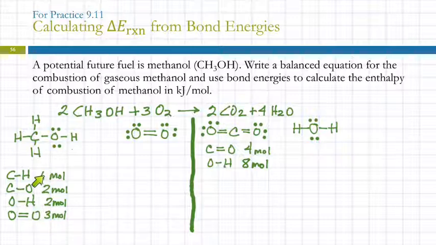So we're breaking 6 moles of carbon-hydrogen bonds. So the bond energy for that is 414 kilojoules per mole of bonds. So when I multiply this, the moles cancel out, and I get an amount of energy in kilojoules. 6 times 414, 2484.